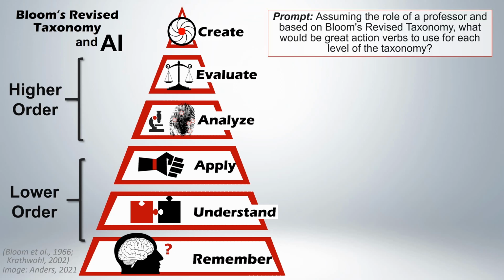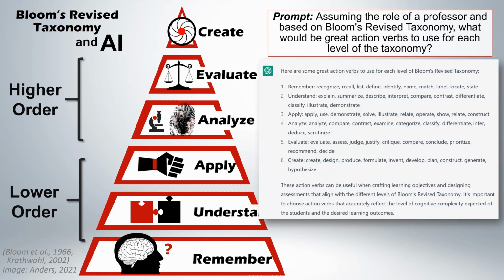What we can do is go in and do a prompt such as, assuming the role of a professor and based on Bloom's revised taxonomy, what would be great action verbs to use for each level of the taxonomy? So now we're using an AI like ChatGPT as a resource to give us simple information, such as what are some great action verbs for this type of thing. And instantly it can give us a reply, meaning that here are some great action verbs for each level of Bloom's revised taxonomy. You can see it simply gives us these right here. We could ask it for more. We could continue to have a conversation with it.